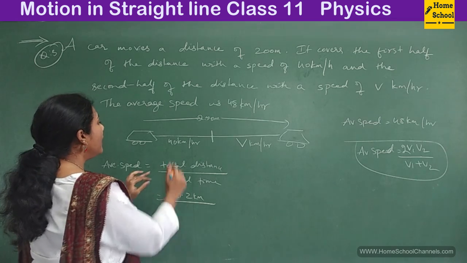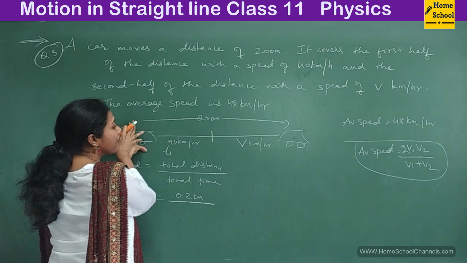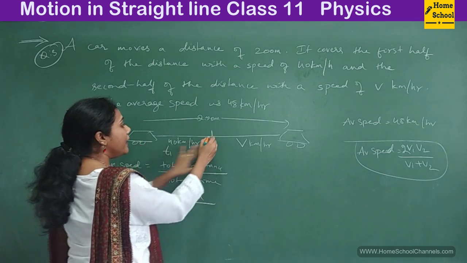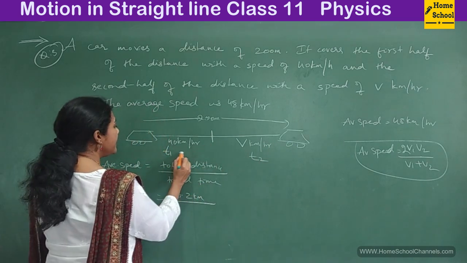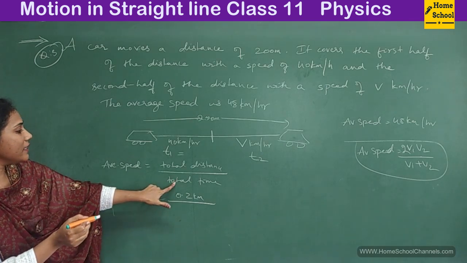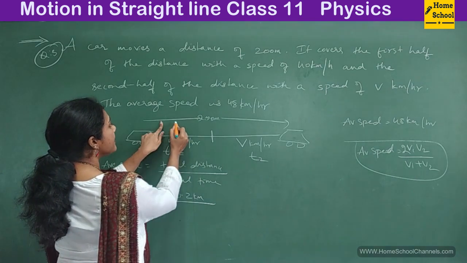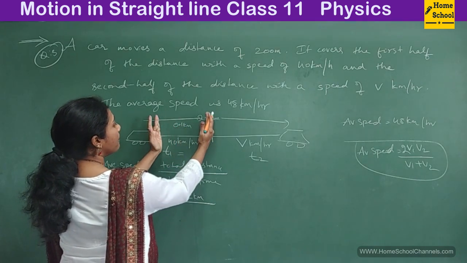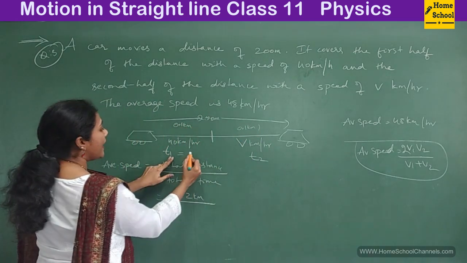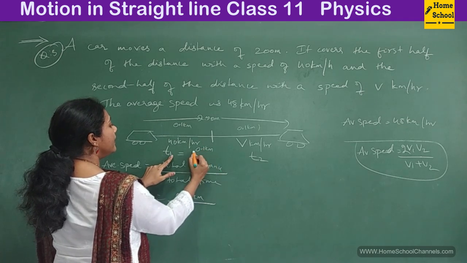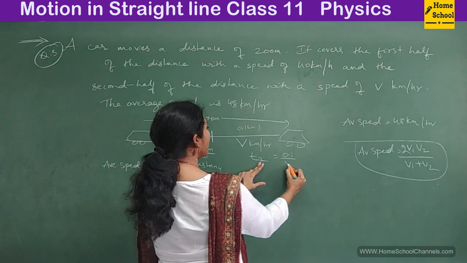We don't know the total time. Let the time for the car to move from this point to this point be T1, and from this point to this point the time taken by the car be T2. So what is T1? We know time is equal to distance by speed, right? So distance is how much? Distance will be 0.1 kilometer, half, make it half, 0.1 kilometer and 0.1 kilometer. So T1 is 0.1 kilometer divided by 40 and T2 is 0.1 kilometer divided by V.